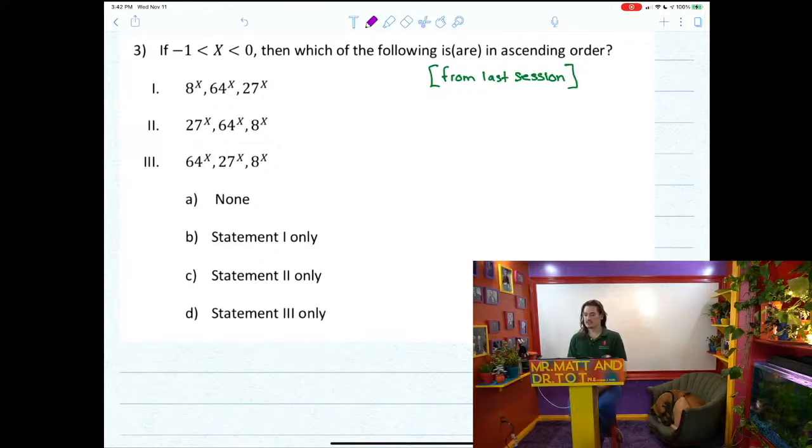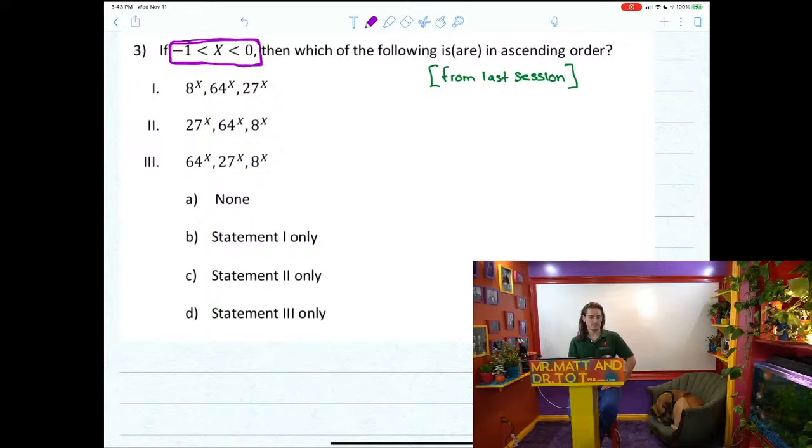Okay, this one is from last session. This was the third problem in one of the sets that we didn't get time to finish because we ran out of time at the end of class. But let's go ahead and look at it now. If negative 1 is less than x, which is less than 0, pay very close attention to that domain. That means that x is a number in between 0 and negative 1. So it's going to have those opposite outcomes that we were talking about at the beginning of the session, but it's also going to be negative.